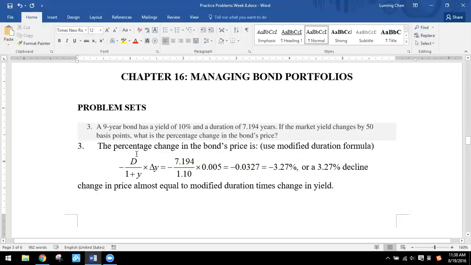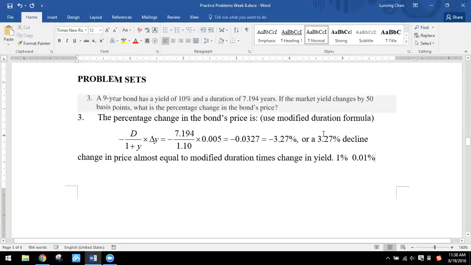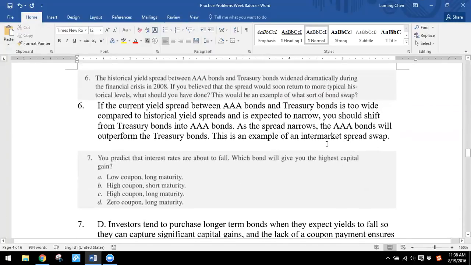So if we plug in those numbers, the duration, the yield to maturity 10%, and the change in yield of 50 basis points. What is a basis point? A basis point is a hundredth of a percent. So 100 basis points is 1%. A basis point is 0.01%. You just plug in those numbers, and then there is a 3.27% decline in bond price.